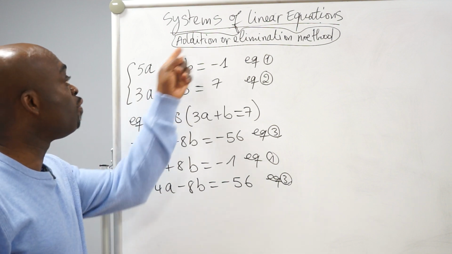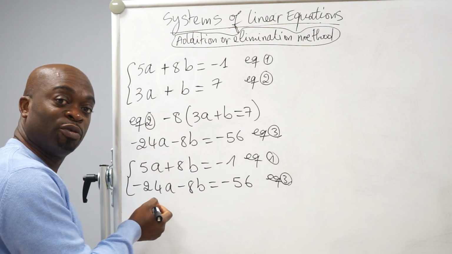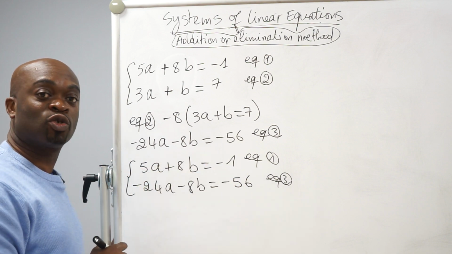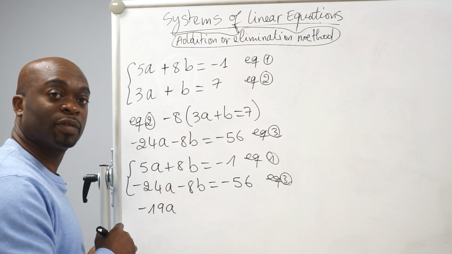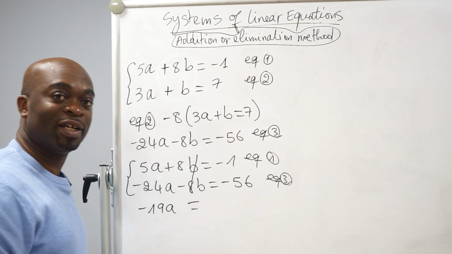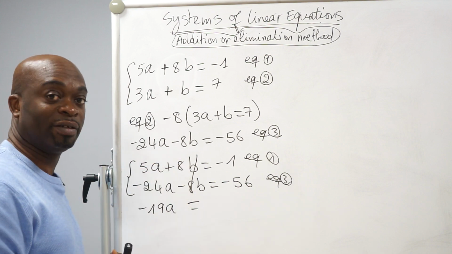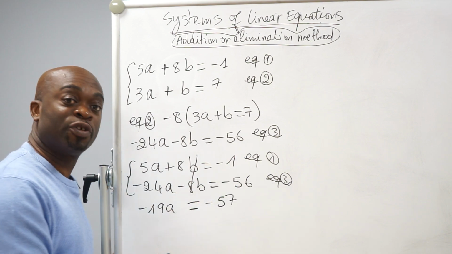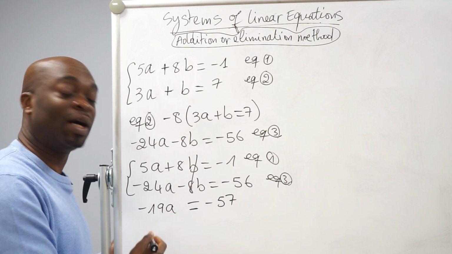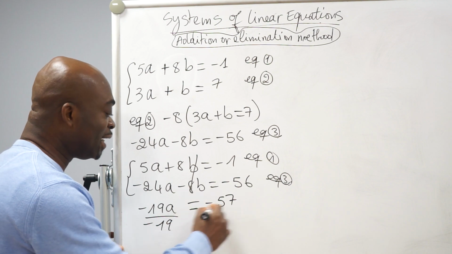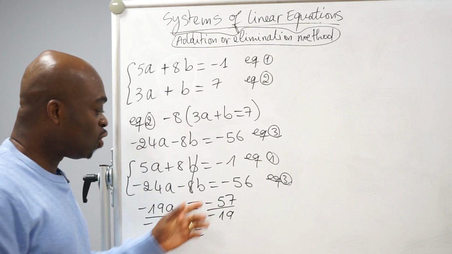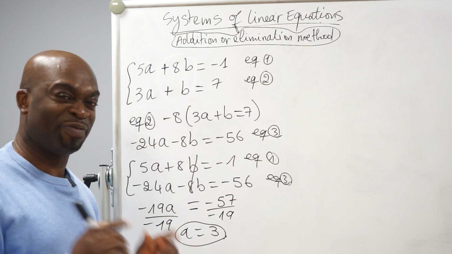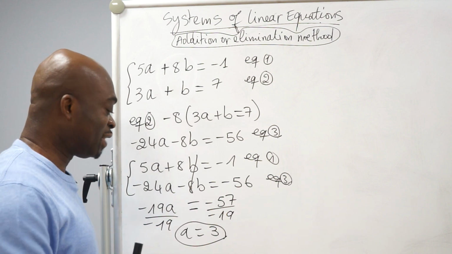So what's going to happen? Now we're going to go with the addition. Addition means you're adding the a's together, the like terms, this one and then this one. So 5a minus 24a will give us -19a. And these two cross out, and that's what we want. We want to be able to eliminate this one here. And then -1 and -56 will give us -57. So if we're solving for a, because a is the only variable we have now, we have to divide by -19. -57 divided by -19 will give us +3. You have to know your division, because 3 times 19 is going to give you 57.